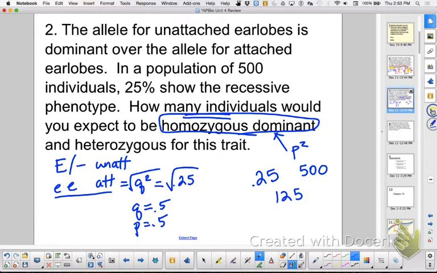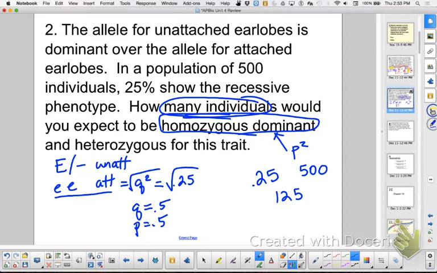Do you see how somebody might accidentally on an AP exam bubble in 0.25 or 25%? So you have to read the question. How many individuals? 125 individuals, because that's 0.25 times 500 people in this population.